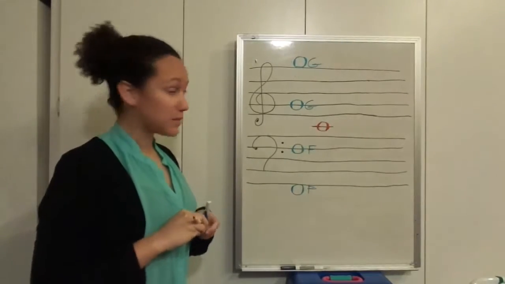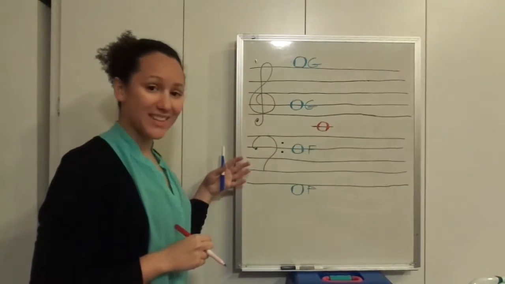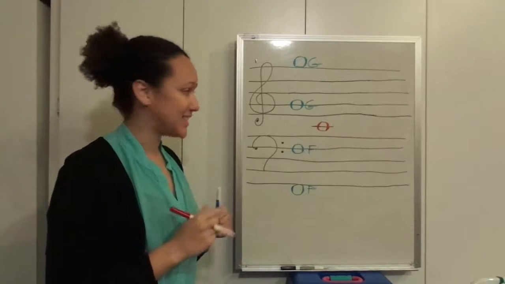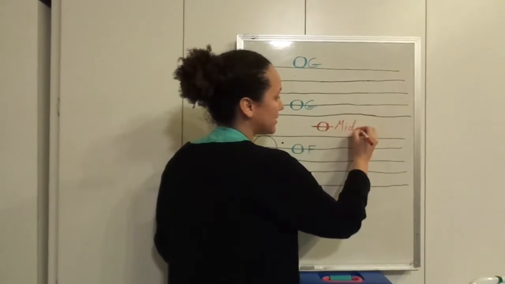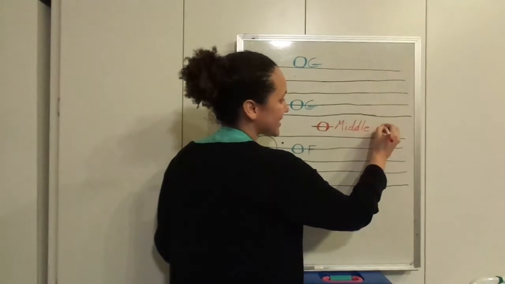So there, in between the treble and the bass, we call that the middle C. So that's your special note. I'll write it here. Middle C.